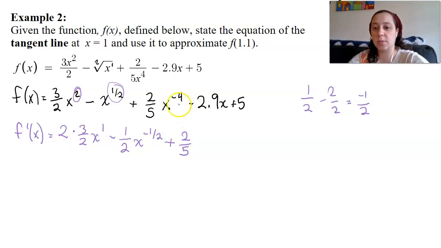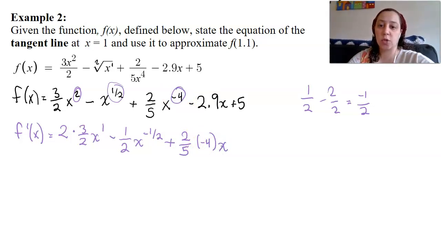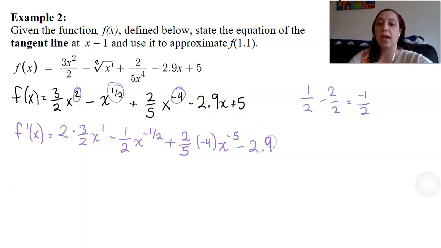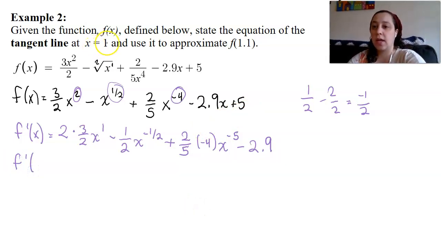Multiply by my exponent times -4x. And remember, when I subtract 1 from a negative number, it becomes even more negative. And here I just have x, so my derivative is the coefficient, and the derivative of any constant is 0. So now I have f prime of x. I can find the value of the derivative at x equals 1.